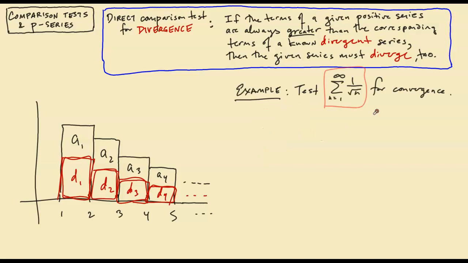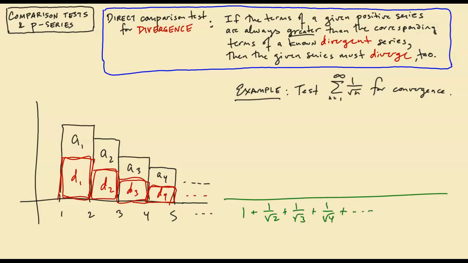Let's test this series for convergence. That's kind of an interesting series. Let me come down here where I do my scratch work. It would look something like 1 plus 1 over root 2 plus 1 over root 3 plus 1 over root 4 plus so on and so forth. What's that doing? I mean, it's definitely not geometric.